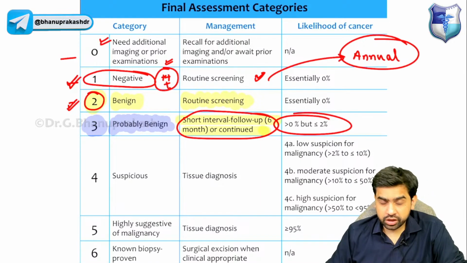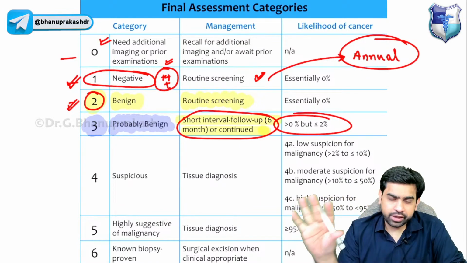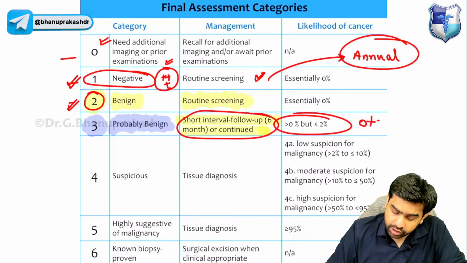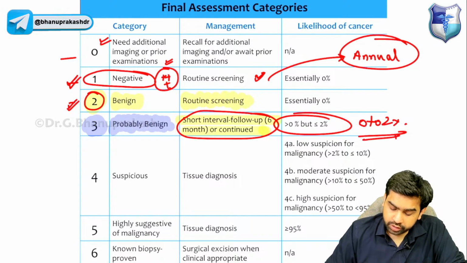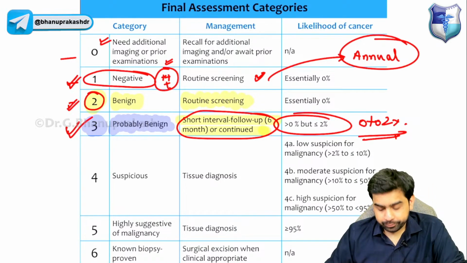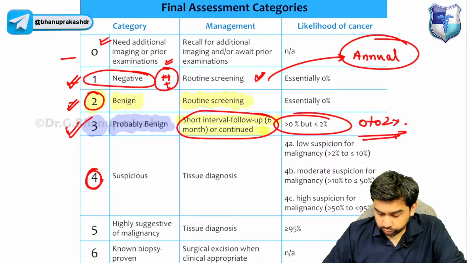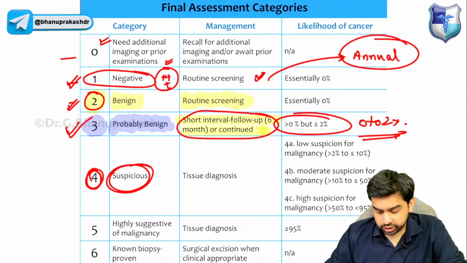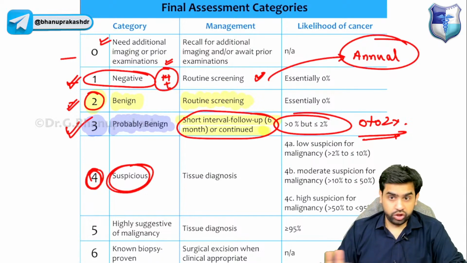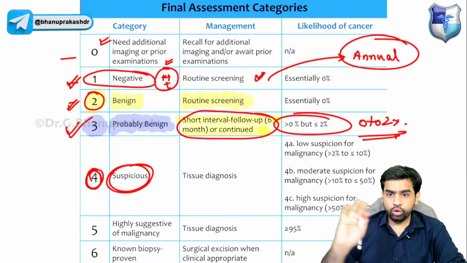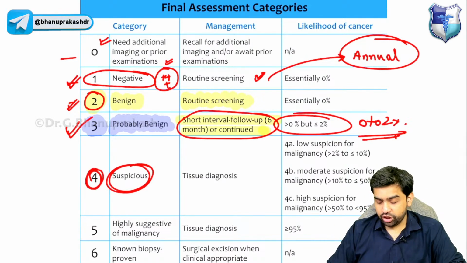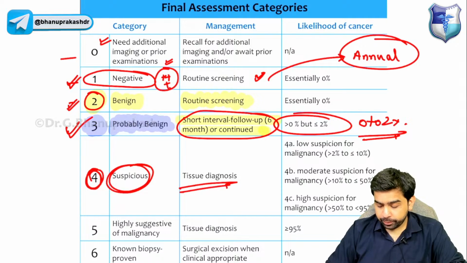Here the risk of malignancy is more than 0%, but less than 2%. So the risk is between 0 to 2% with the probably benign category. Now, in BI-RADS 4, what you have is suspicion of malignancy. Here, there's a good chance that we are dealing with a malignant lesion. So over here, you have to perform a tissue biopsy.